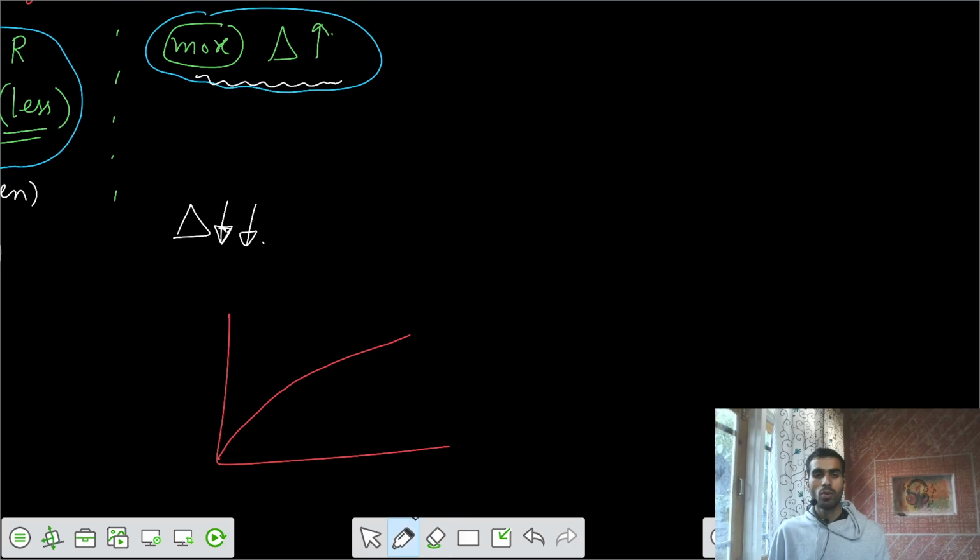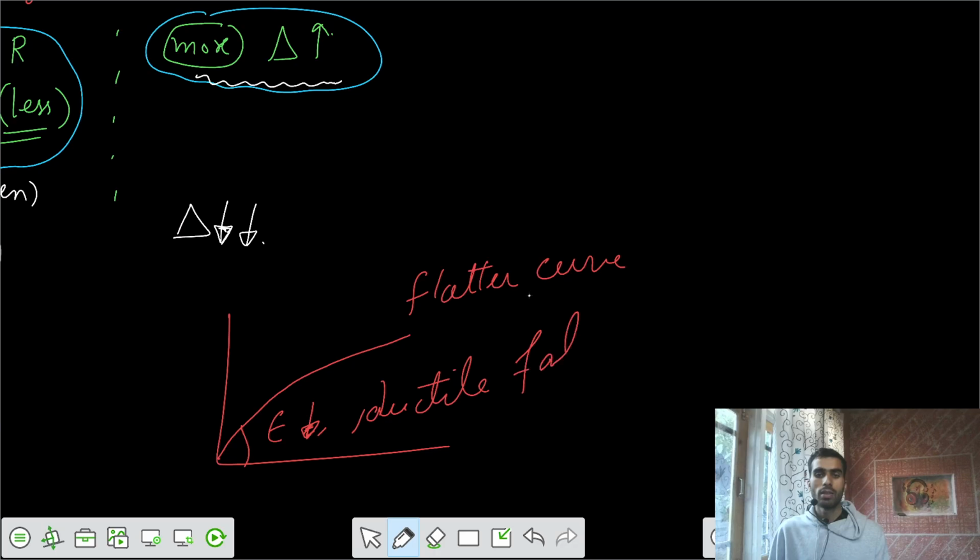We have a flatter slope, a flatter curve. Because of that, your value of E is also less. Your modulus of elasticity is less, but your failure is ductile. So we can have a general perspective that ductile failure is there on the wet side of optimum.